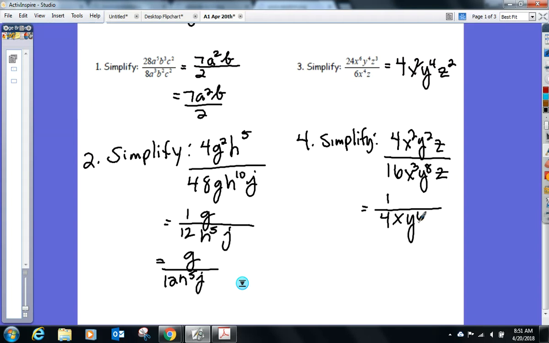Nothing. So do you see how everything wiped out on the top? When everything is gone in the numerator, you are not left with nothing. You are always left with 1. So be aware of that all today. When everything is gone in the numerator, you're always left with a 1, not a 0. So 1 over 4x y to the 6th. You should never have a 0 in the numerator when we're simplifying.